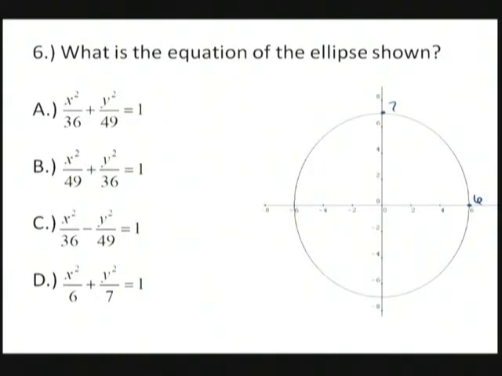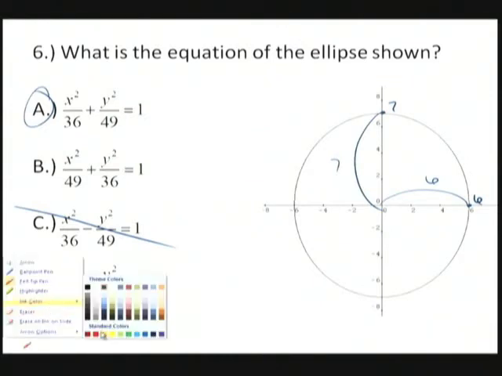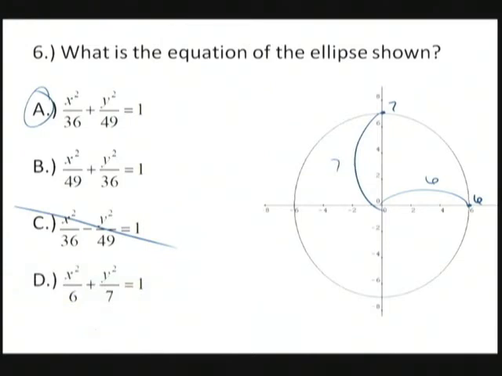Well, if this value from here to here is 6 units in the x direction, it means underneath x I'm looking for 36. Well, we know it can't be C because that's a hyperbola because of the minus sign. So it has to be A. We also know that if this value is 7, that it means underneath y squared I need 49. And again, the reason that is because the numbers that tell me which direction to go and how far are the denominators by taking the square root of each.